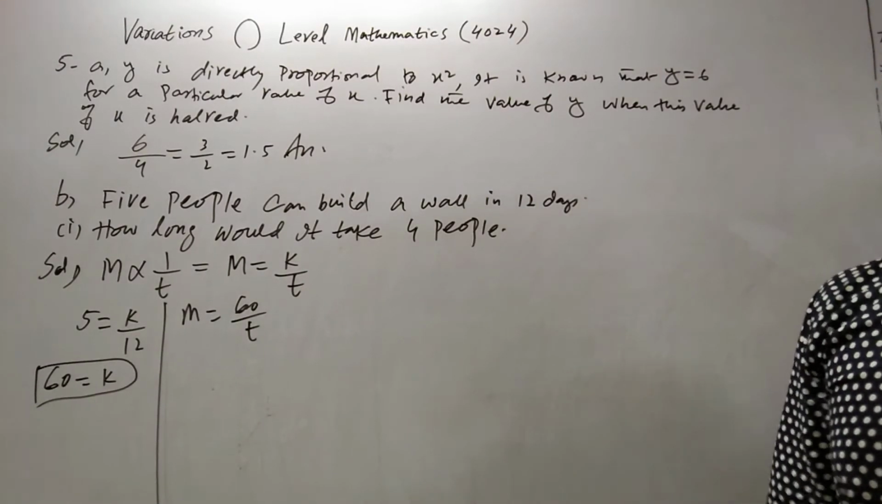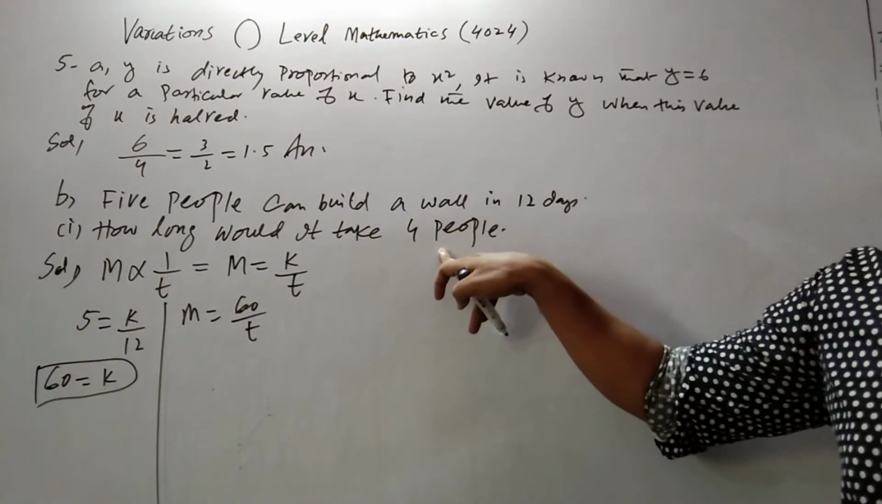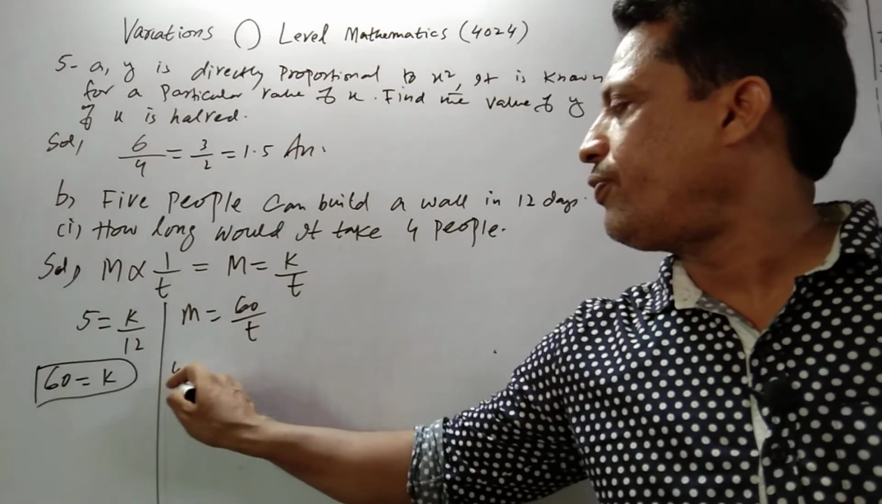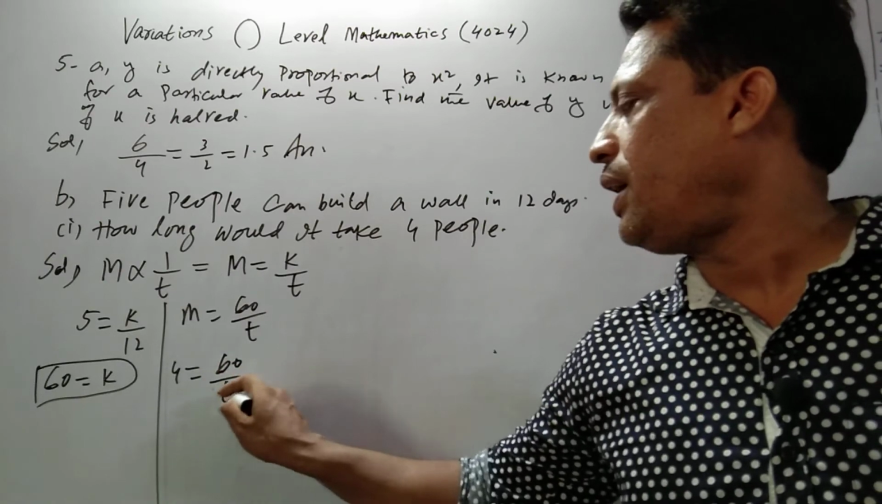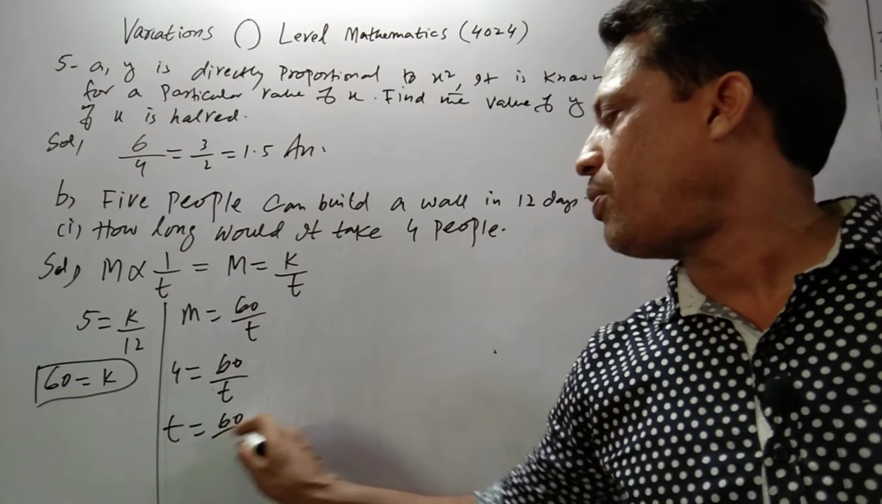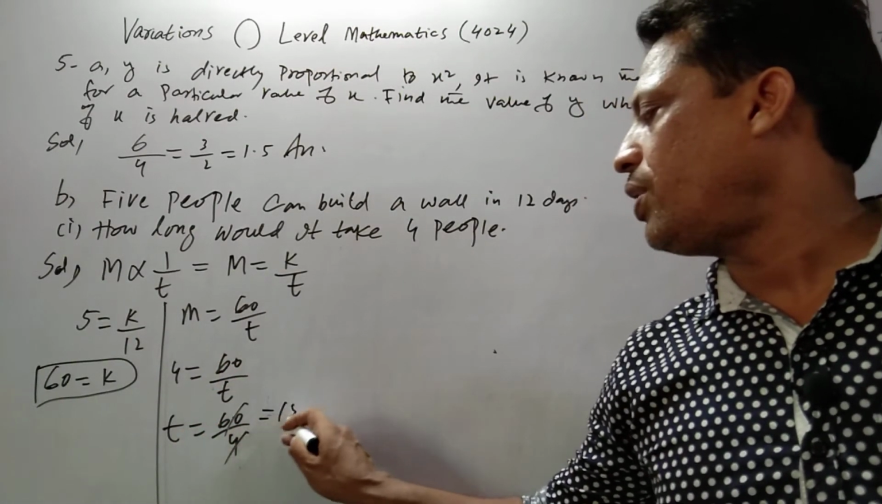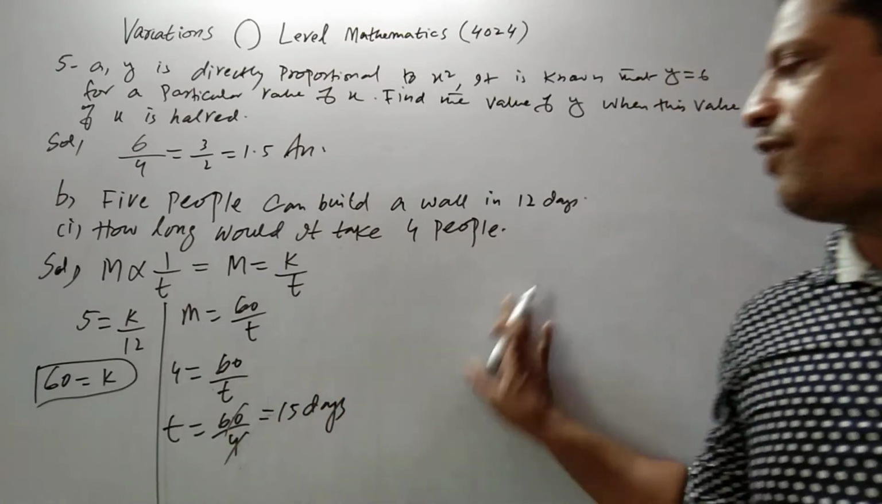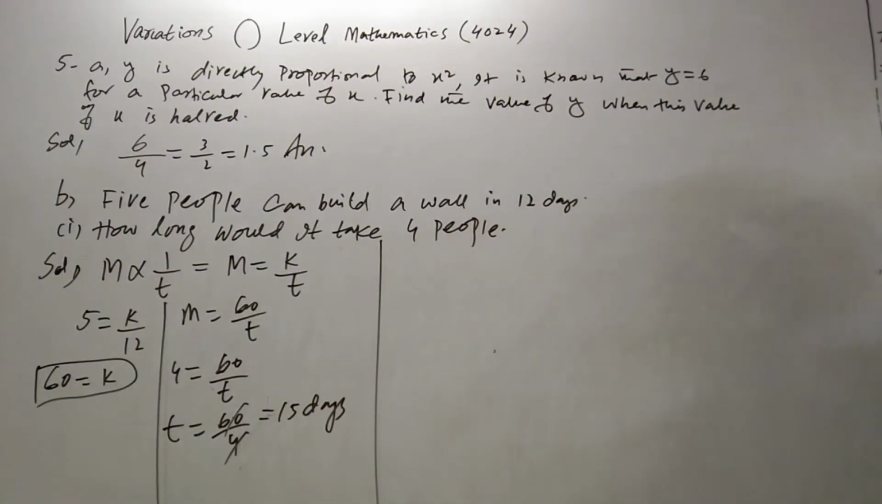Now come to the main part. How long would it take 4 people? Now put 4 over here, 60 upon t, then t is equal to 60 upon 4. 60 upon 4 is 15. Answer is 15 days. So if we decrease the people, the number of days should increase.